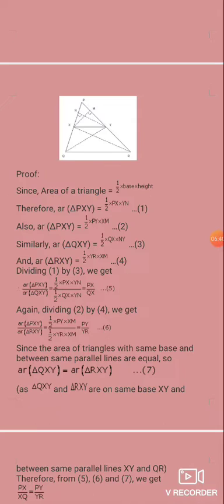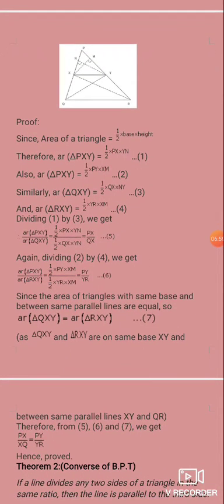Therefore, from equations 5, 6 and 7, we can conclude that PX by XQ is equal to PY by YR. That is, the sides are divided in the same ratio. Hence the proof. So this theorem is very important for you. It is a 4-mark question.